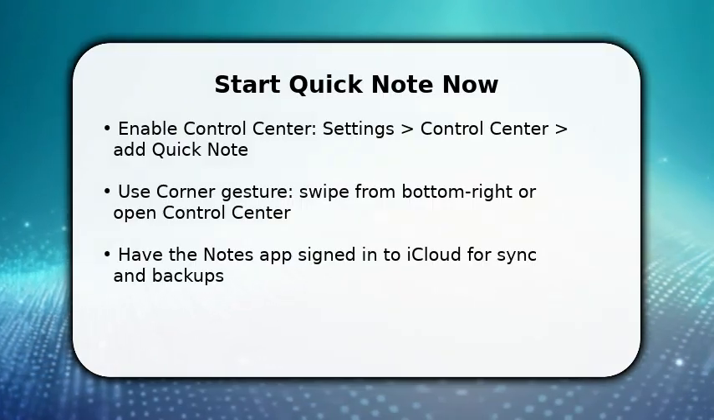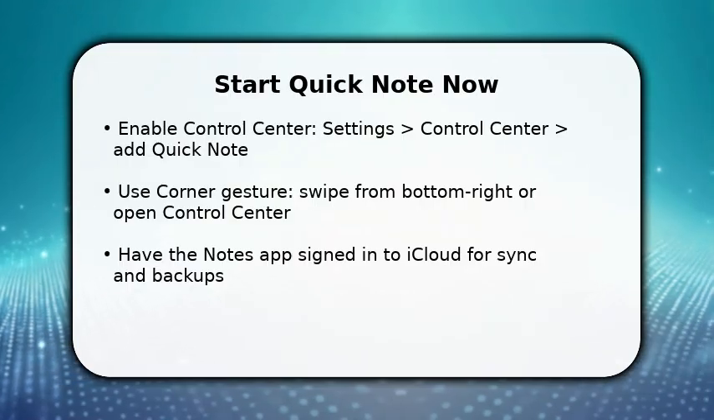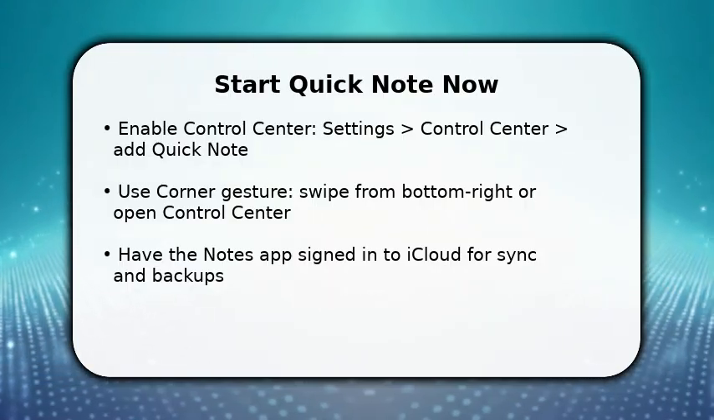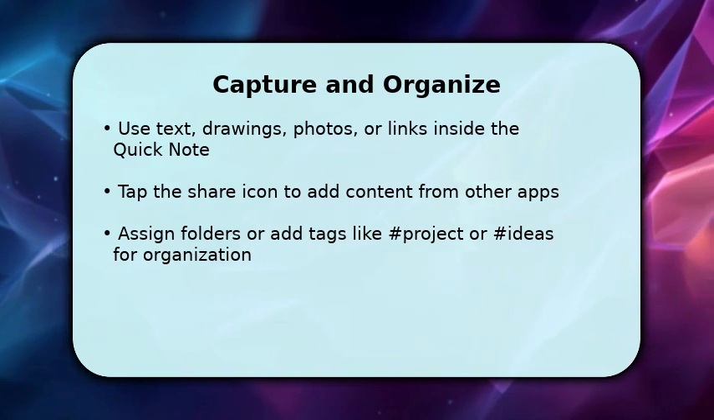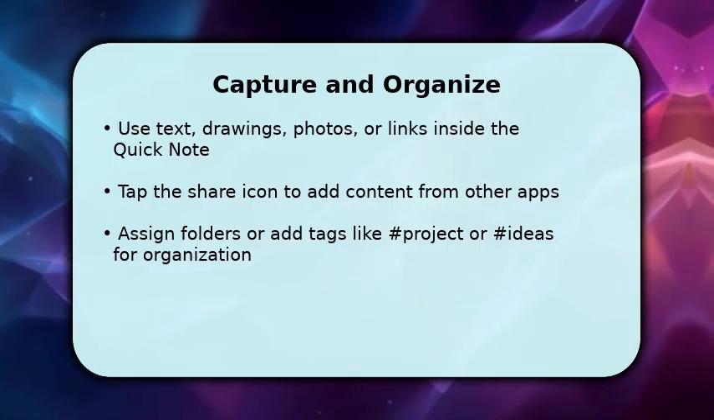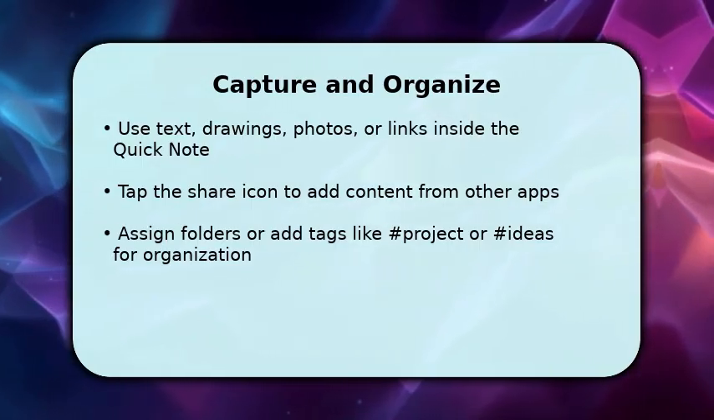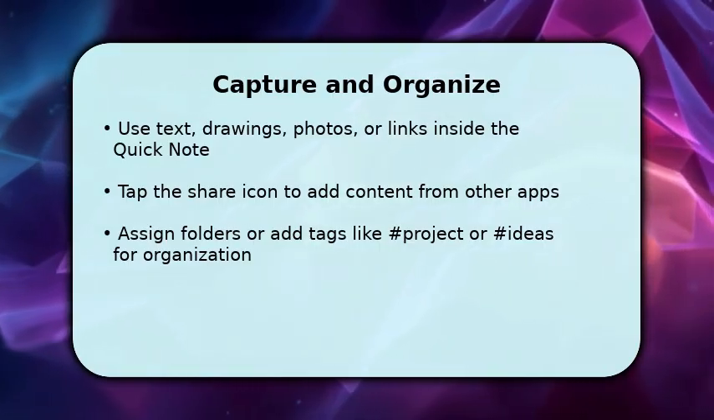If you prefer a keyboard shortcut, connect a Magic Keyboard and press Globe plus Q to launch a QuickNote instantly. Once the QuickNote is open, capture content quickly. Type text, sketch with Apple Pencil, paste a photo, or drop a link from Safari. You can also use the share sheet in any app. Tap Share, choose Notes, then pick QuickNote to append content.